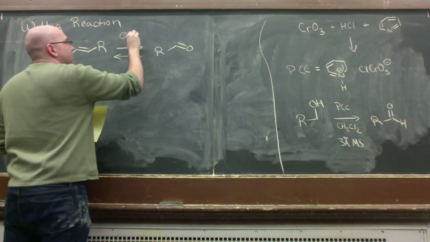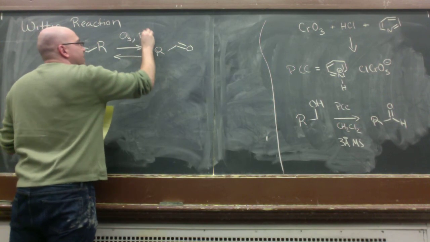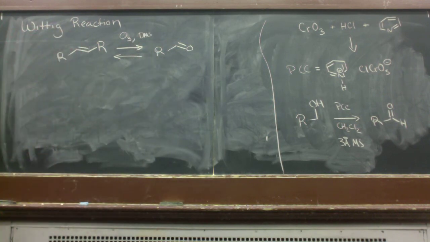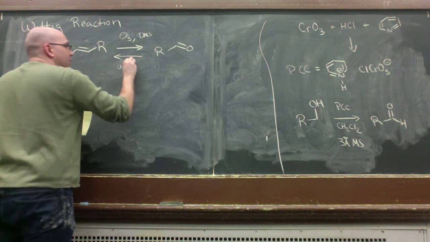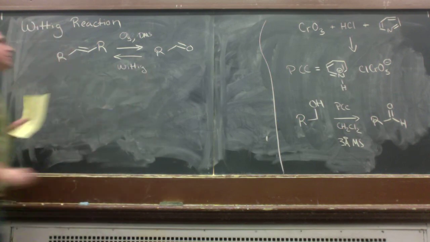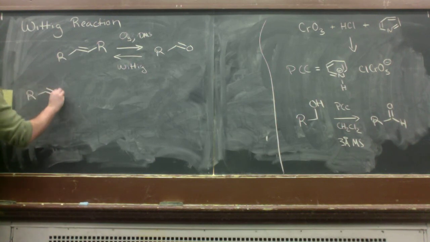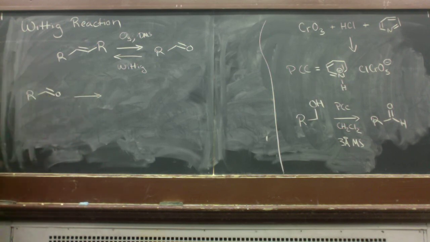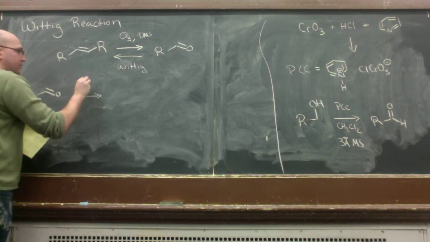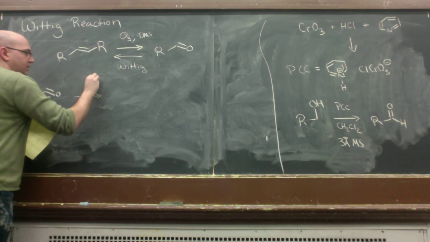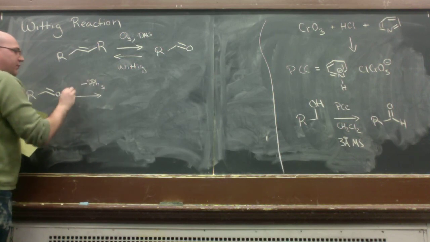So we know that we can go in this direction. That's last semester, so usually it's ozone followed by some reducing agent, either zinc or DMS. You can also go in the reverse direction, and this is a process that we're going to learn right now, called the Wittig reaction. The way a Wittig reaction works is that you take a carbonyl species and you treat it with some type of phosphonium salt. We haven't really seen phosphonium salts that much.